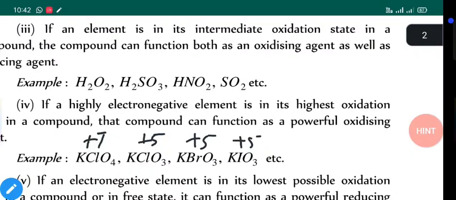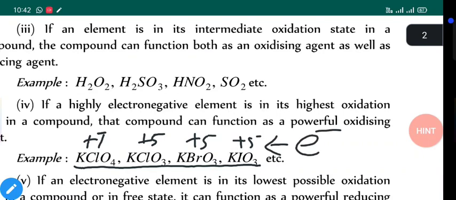That means the usual behavior of these elements is to accept electrons, and here they are showing the opposite nature, and that's why they have a strong tendency to attract electrons towards them, and by attracting electrons they can decrease their oxidation state. That's why they are acting as their normal behavior. So if highly electronegative elements have their highest oxidation states, then they can act as powerful oxidizing agents. That means they will reduce themselves, and that's why they will oxidize other compounds.